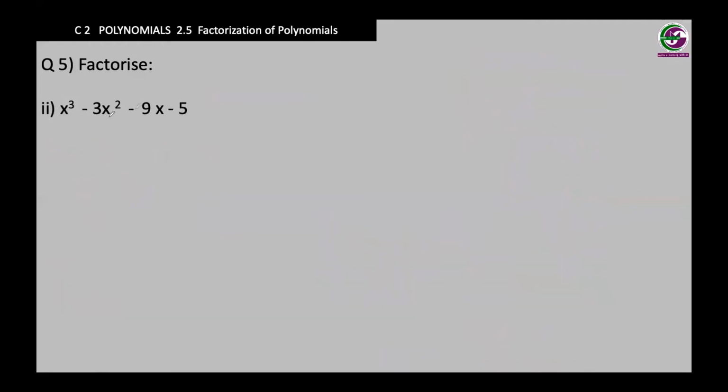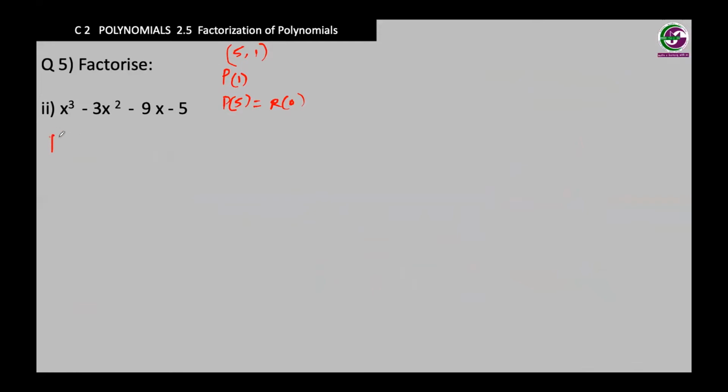Again, it is x power 3. So we have to see what the factors of 5 are. The factors of 5 are 5 and 1, so we substitute p of 1, p of minus 1, and p of 5, and see when it is equal to 0. We need to find a remainder of 0.